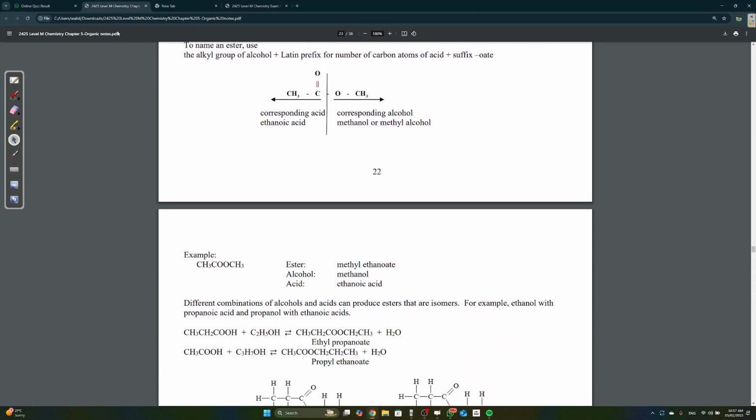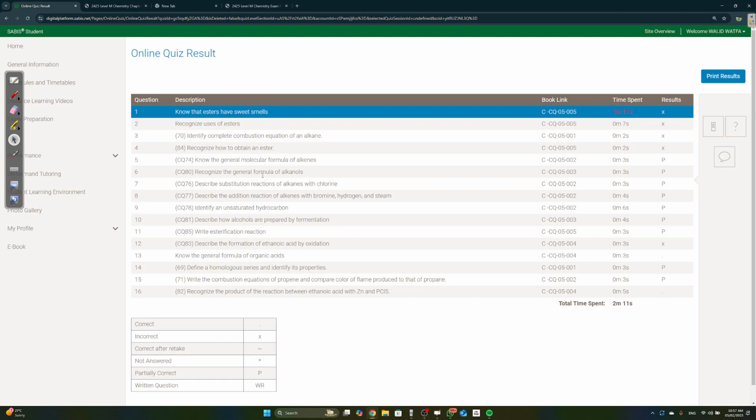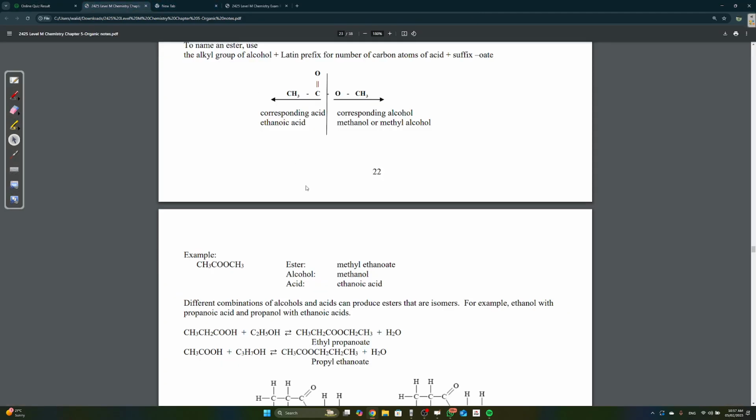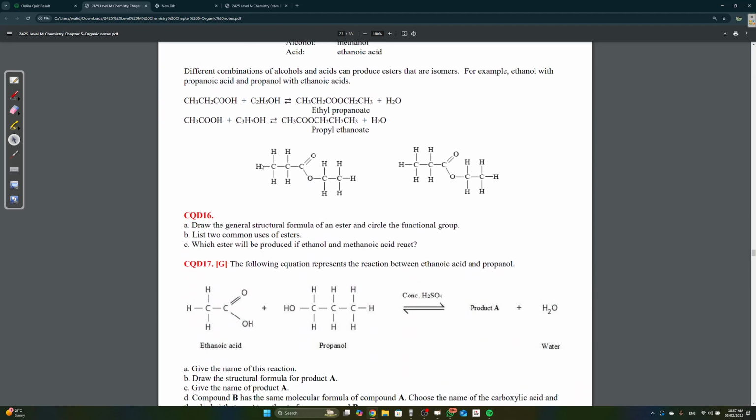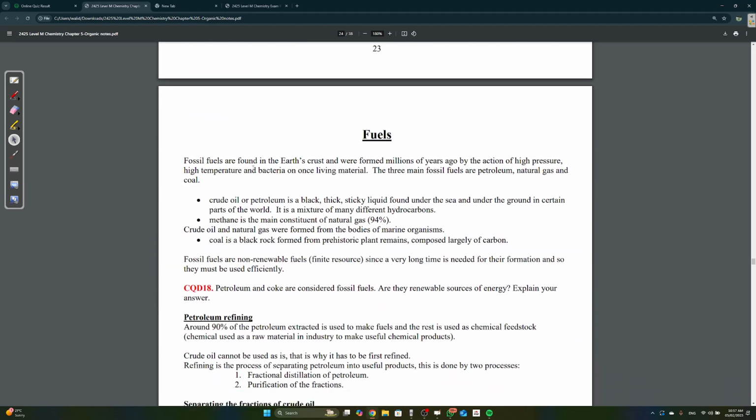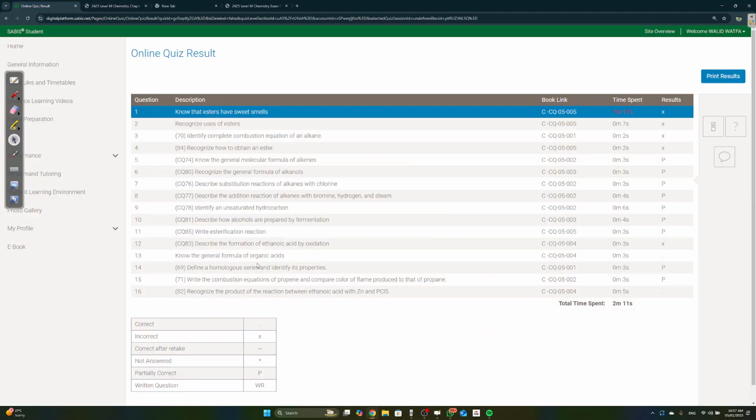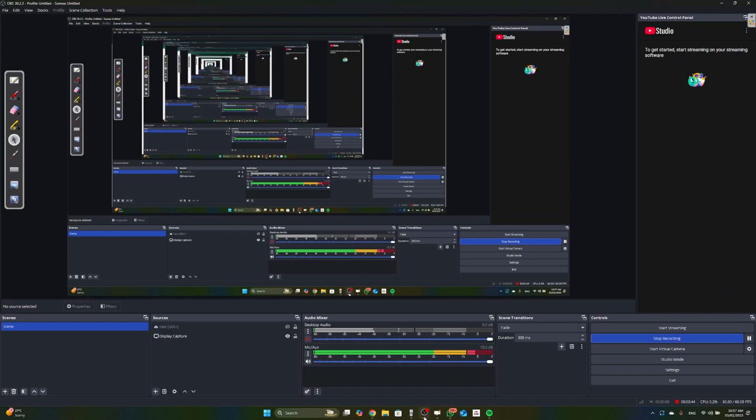To name an ester, I don't think we have naming. Yeah, I won't go over naming. Then we have fuels. I think we have fuels. Do we have fuels? We don't. Okay, I'll just go through the quiz, and if there's anything that is not covered, I'll cover it in the moment.